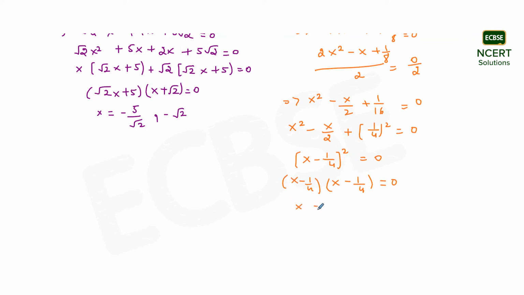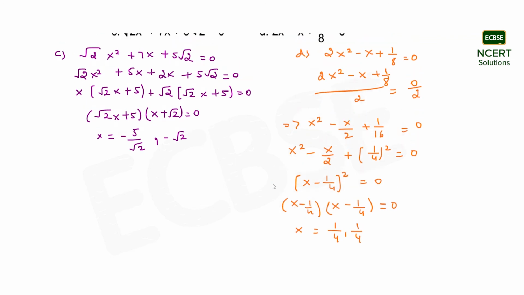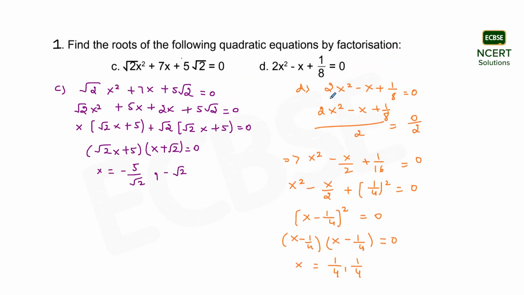So if I equate each term equal to 0, as we know that the product is equal to 0 if and only if either of the terms is equal to 0. So equating each term equal to 0, I'll be getting two values of x which are 1 by 4 and 1 by 4. That is, the same value for x, but 2 times. Just remember.